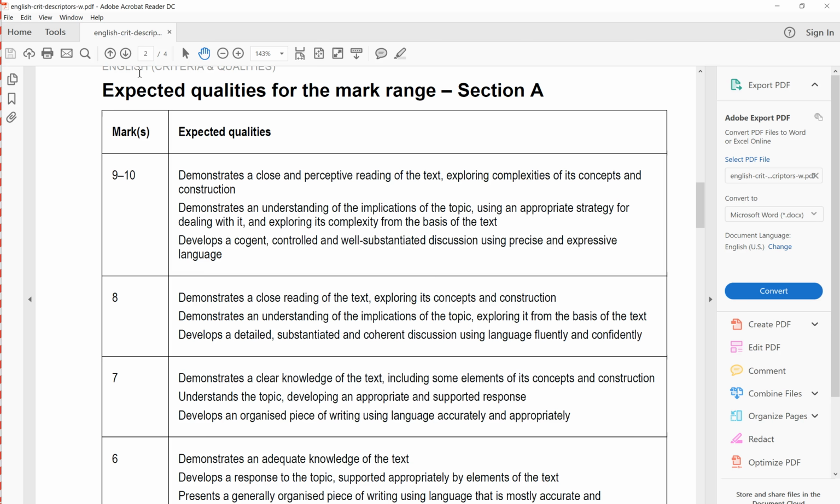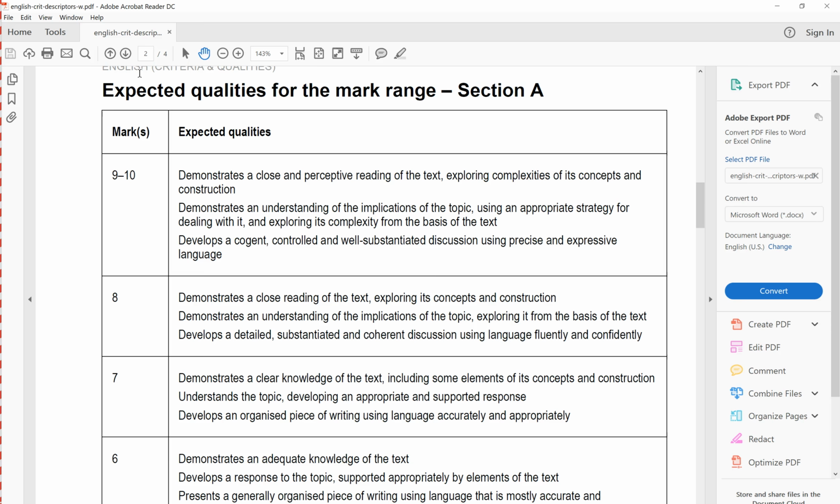Often, and this year in its first year, this text probably will have very accessible questions. And over the course of the 4 years, they might become more complex. You know, there's only so many questions you can ask. So in its first year of the study, it's probably going to be accessible, which means you've got the challenge of trying to take that accessible question somewhere more complex, to look at its implications, using an appropriate strategy for dealing with it and exploring its complexity.